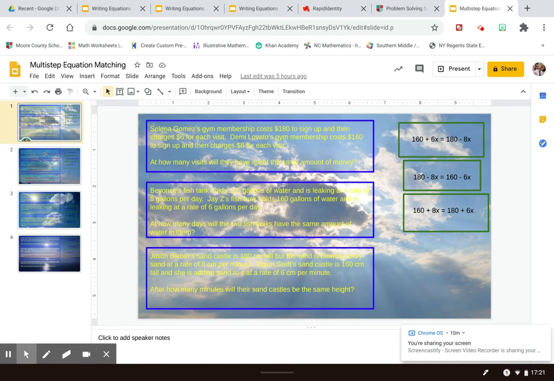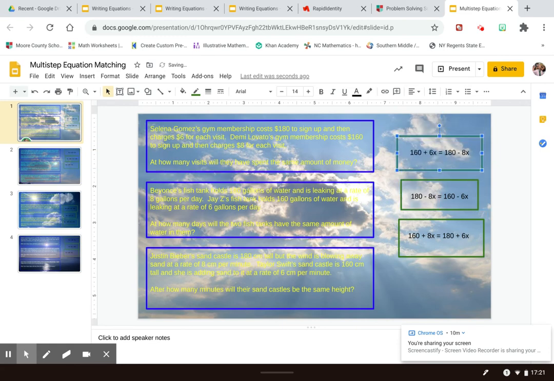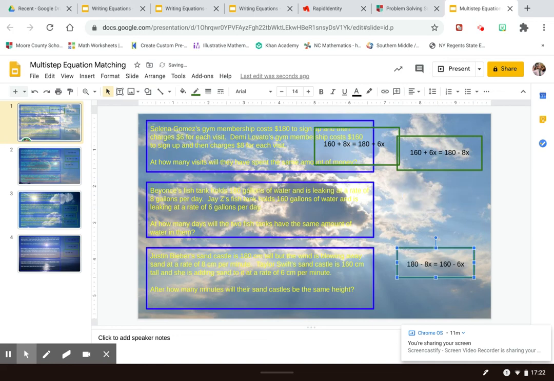So you have your three choices over here, and you can just use your cursor on your computer and slide them around, okay, to where you want them to be. So this one here is 180 plus 6x equals 160 plus 8x. So it's this one right down here. So you'll just have to shuffle things around to move that one right up there, and then put these wherever they belong.